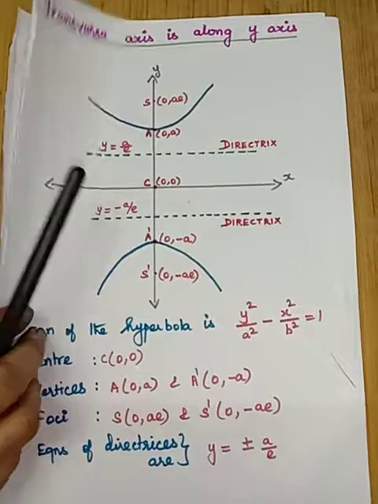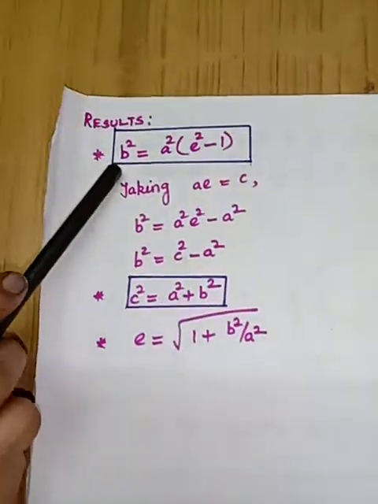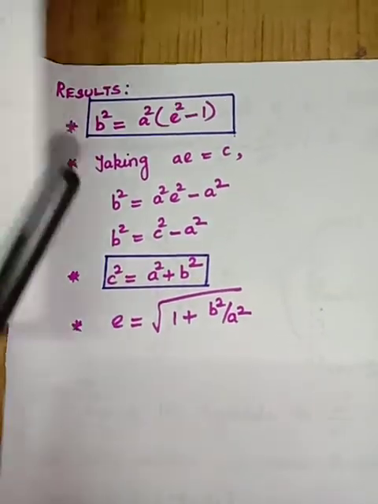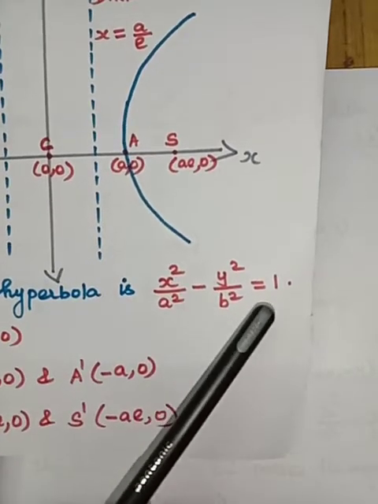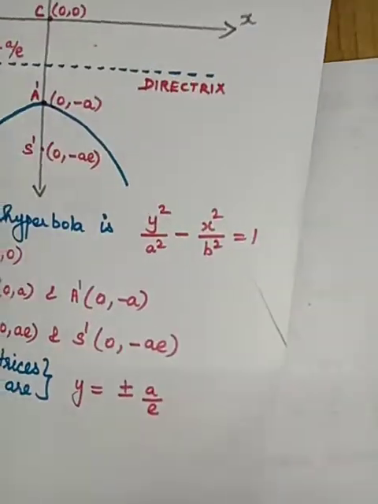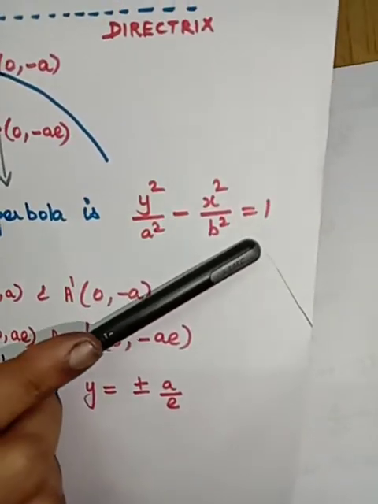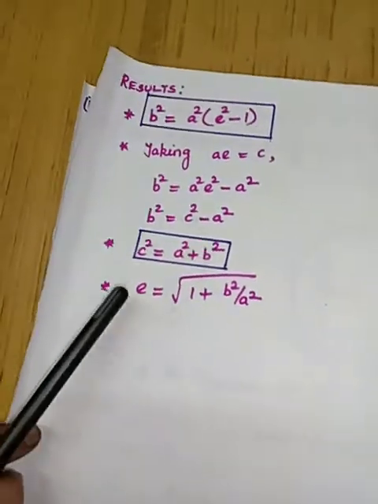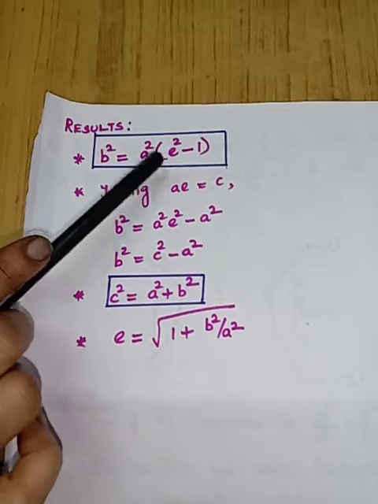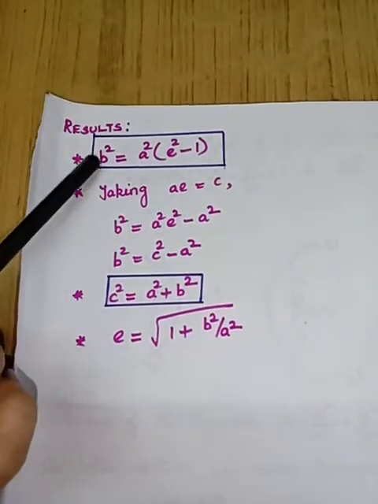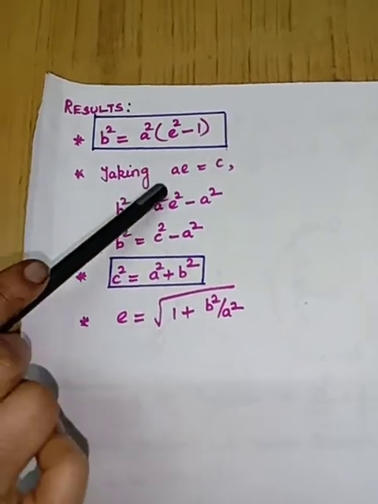Okay. So next one, in the hyperbola we have the results for b squared. The hyperbola equations, one is x squared by a squared minus y squared by b squared is equal to 1. The other one is y squared by a squared minus x squared by b squared is equal to 1. So in these equations, your b squared result is a squared into e squared minus 1. Okay, b squared is equal to a squared into e squared minus 1.